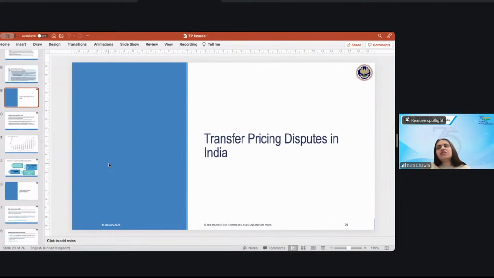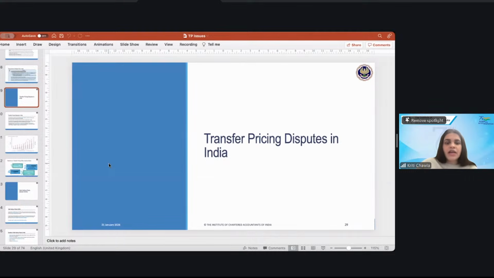This is where we actually start with transfer pricing disputes in India. Now, when it comes to transfer pricing disputes in India, there are quite a few mechanisms that are available only for the purposes of transfer pricing. So obviously there is a hierarchy. But then the traditional mechanism, and then there is an alternate dispute resolution mechanism, which is available for transfer pricing disputes in India.